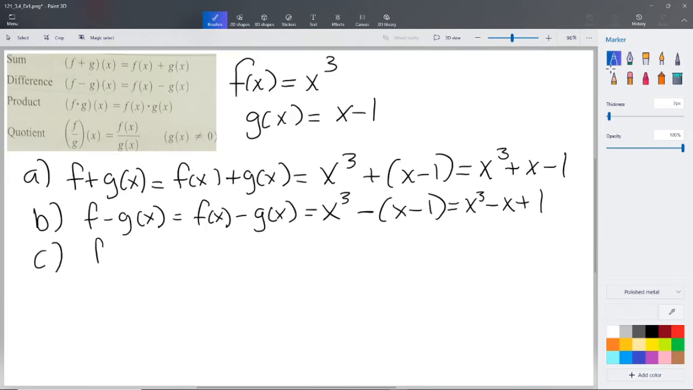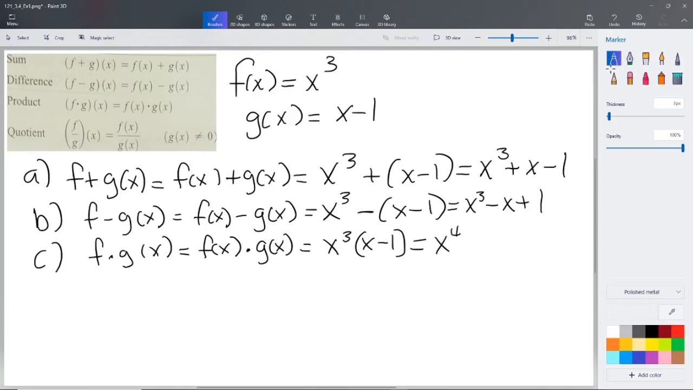All right, part C, we've got f times g of x here, which means f of x times g of x. So in our case, that means x cubed times x minus 1. So we're going to have x cubed times x, which is x to the 4th power, and x cubed times negative 1, that's going to be minus x cubed. And there's nothing more to combine there. If there were like terms, we definitely would want to combine them, but there are none here, and so it's x to the 4th minus x cubed.